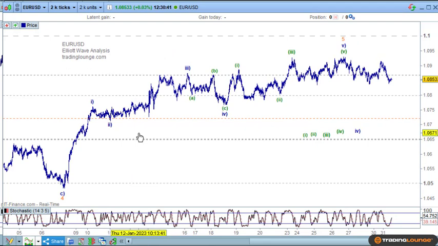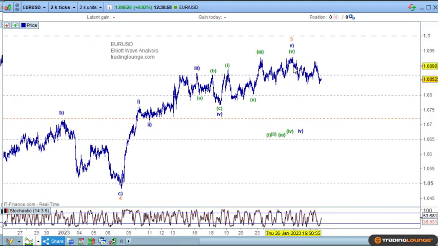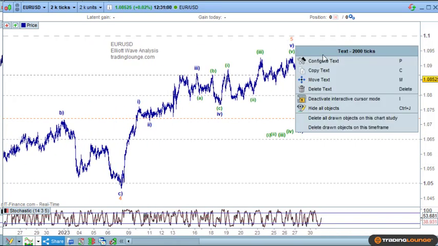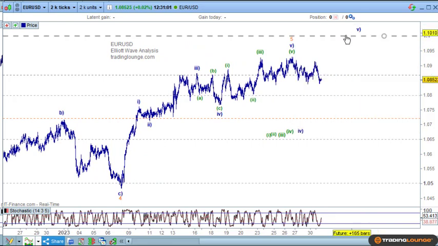Well, not crazy, it just means that I'm probably just not doing my job right. But yeah, it is a little bit messy, and we can see that it's struggling. It's not going anywhere. It's got overlapping wave structures. It's struggling, but seriously, I don't know if we're going to get another push to the upside here.